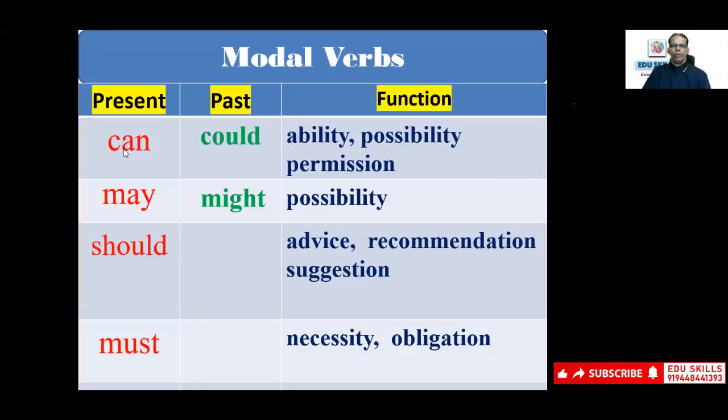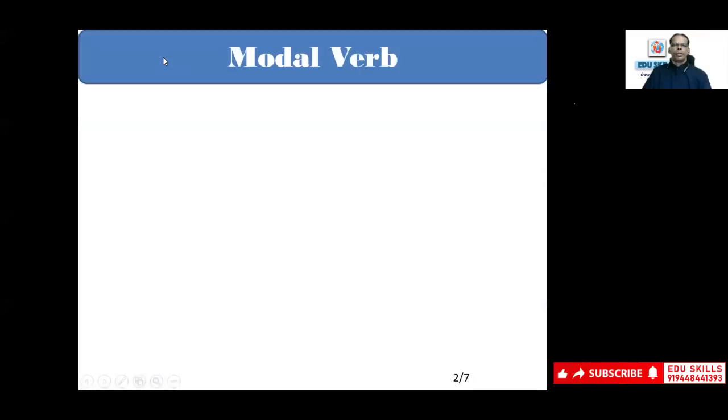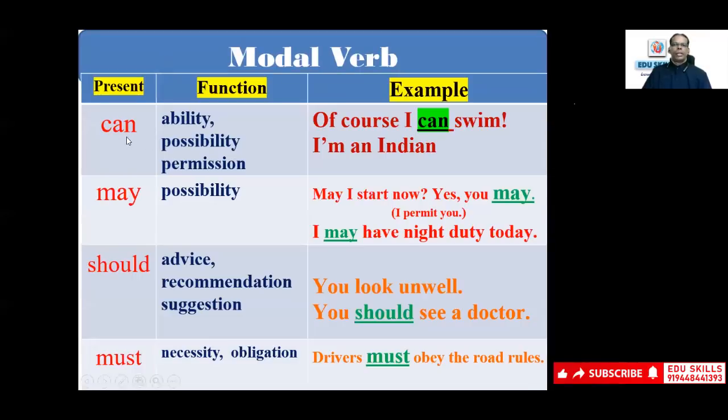Present tense of modal verbs: can is good. It shows ability, possibility, or permission. May, might, possibility. Should is advice, recommendation, or suggestion. Must is necessity and obligation. And present tense can, ability, possibility, permission. Of course, I can swim. I'm an Indian. I can swim means shows my ability.